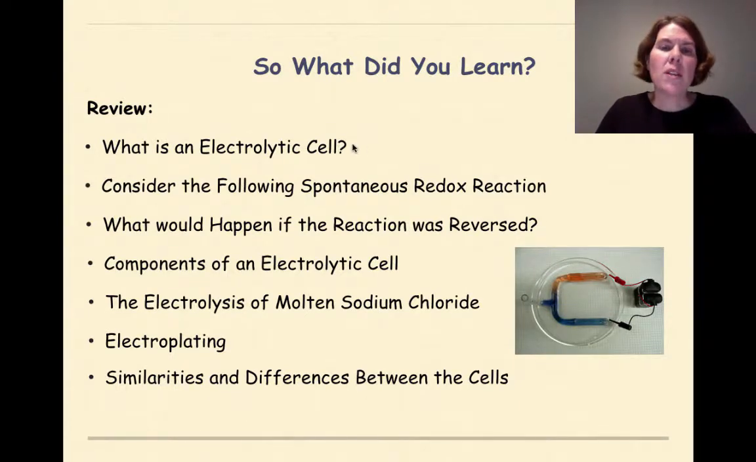So what did we learn in this brief tutorial? We talked about what is an electrolytic cell. We looked at a spontaneous redox reaction, and then we looked at what would happen if we reversed it. We looked at the components of an electrolytic cell, the electrolysis of molten sodium chloride, electroplating, and finally wrapped it up with similarities and differences between these two different types of cells.